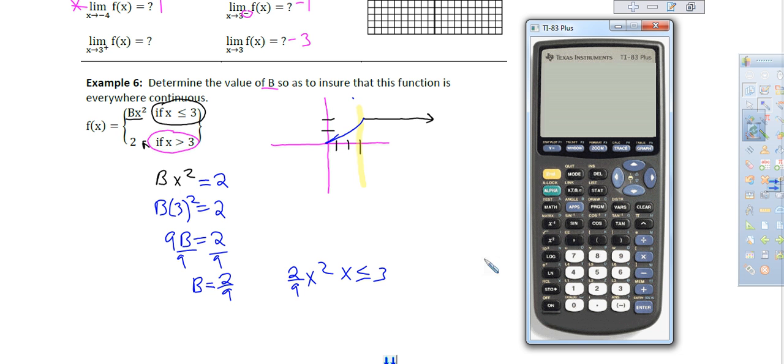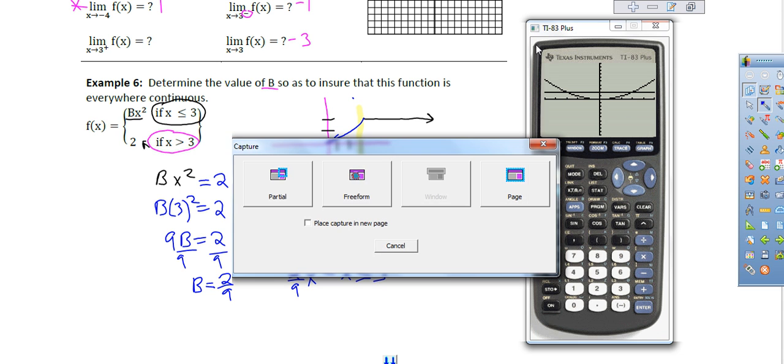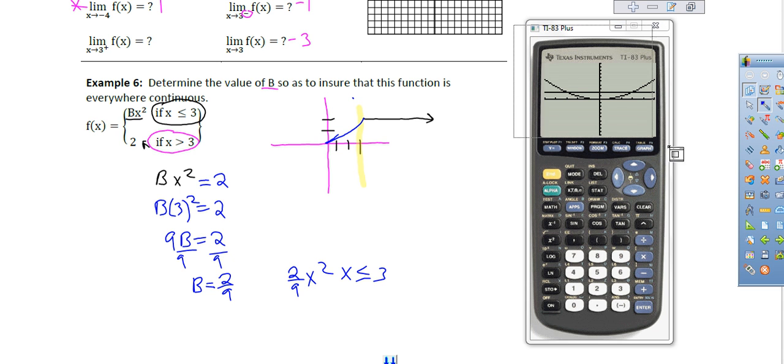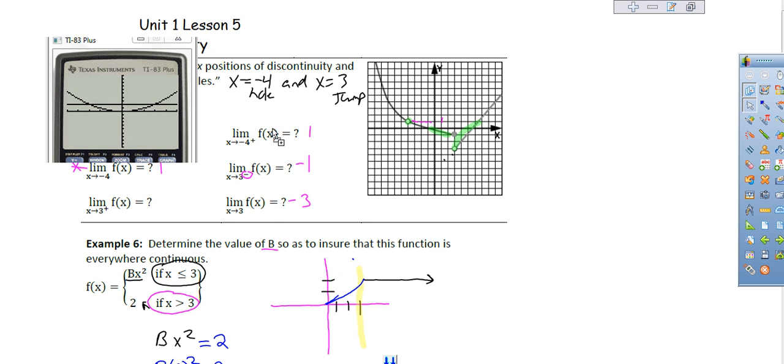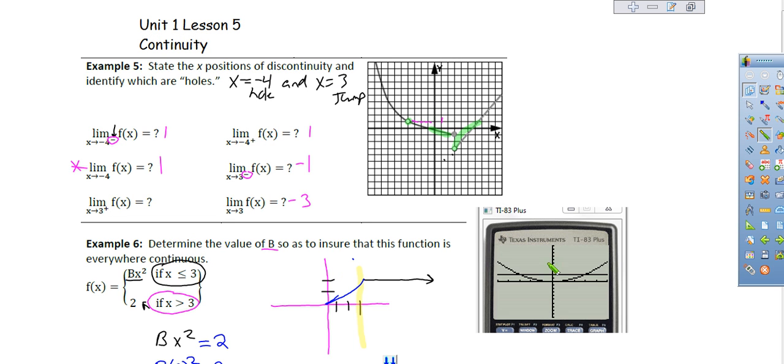Let's just double check this on our calculator. So into the first function we're going to put 2/9 of x squared, and into the second equation we're going to put the value 2, and we want to trace our calculator and see if this intersection point is in fact at 3. So we're basically looking to see if the graph does this.